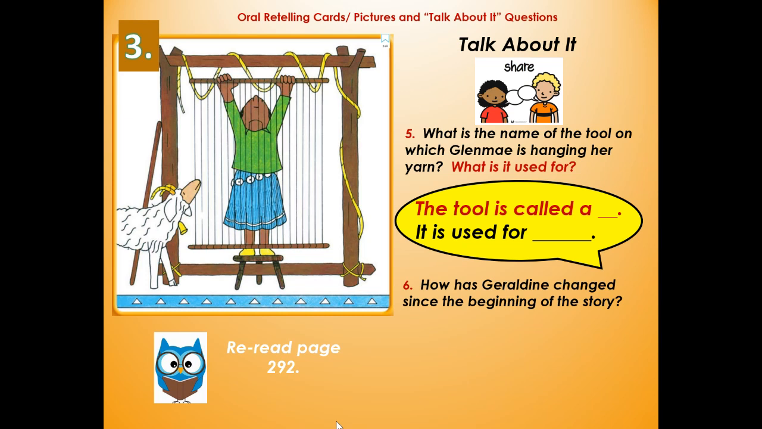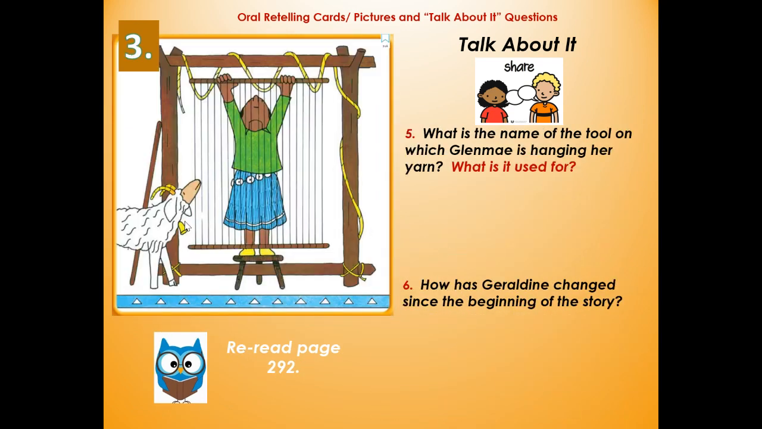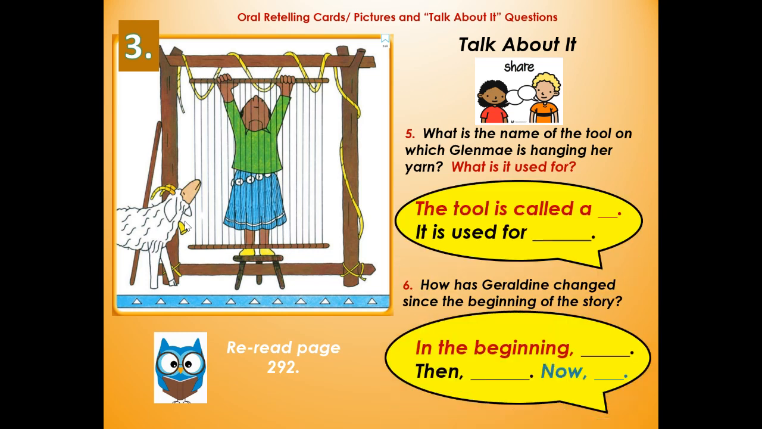So, number 6, how has Geraldine changed since the beginning of the story? So look at her. Look at her now. And think back, even if you were to go backwards, look at her. How has she changed? So, then, and now. In the beginning, Geraldine had a lot of hair. Then Glen May cut it all off, and now she looks much thinner and much lighter and less hot, I would think, because she had all of that wool taken off of her.